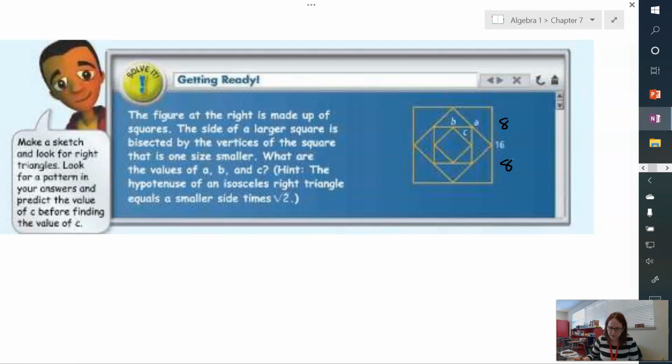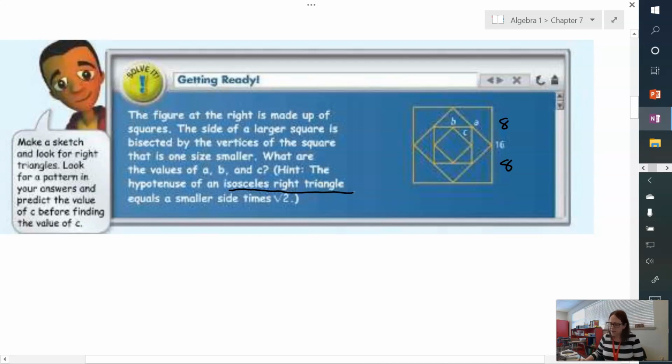Hint: the hypotenuse of an isosceles right triangle equals a smaller side times the square root of 2. You will get to this next year in geometry. Just suffice it to say that these triangles here are all what we would call isosceles right triangles.